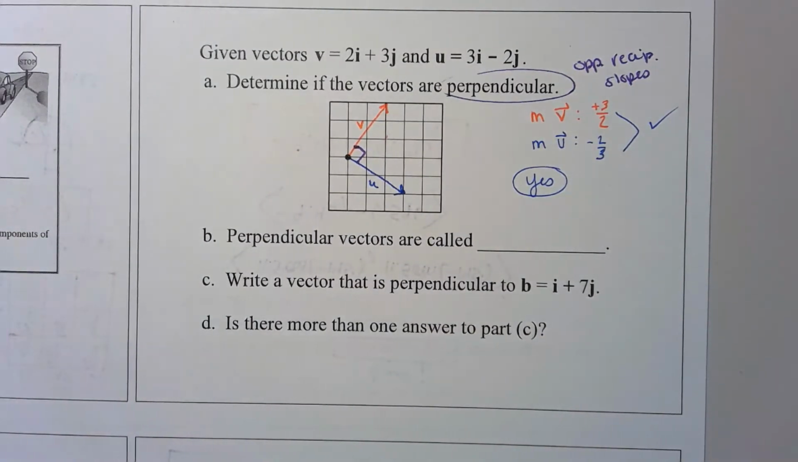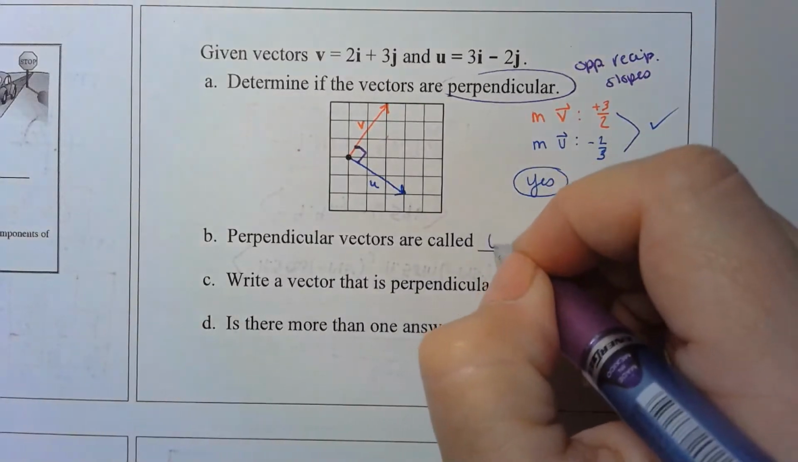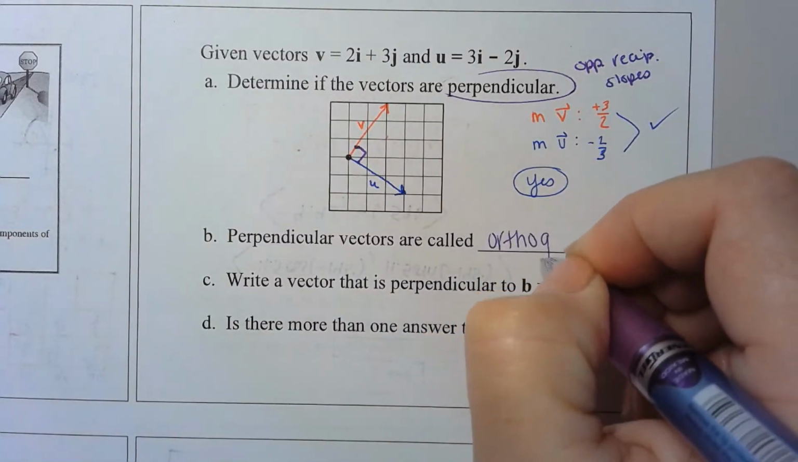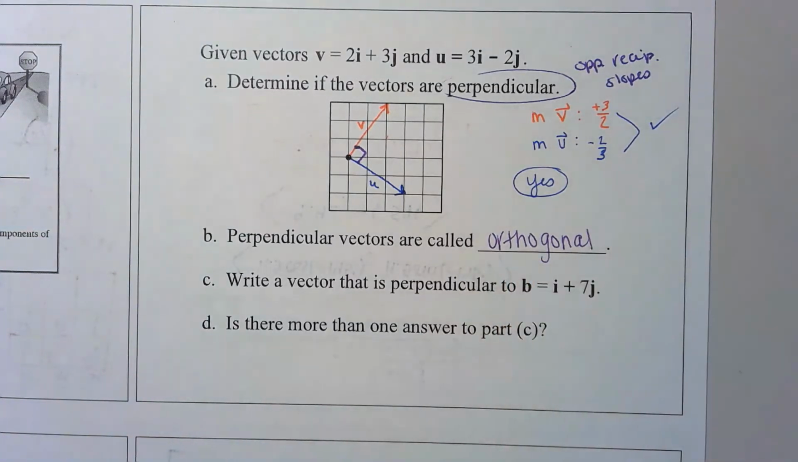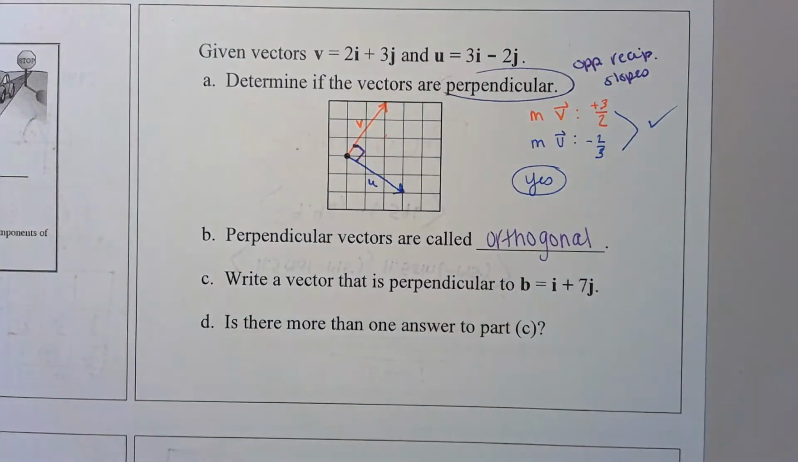However, in the world of vectors, we don't say the word perpendicular. Perpendicular vectors are called orthogonal. Means perpendicular, it's just a different word. Orthogonal vectors are vectors that are perpendicular.